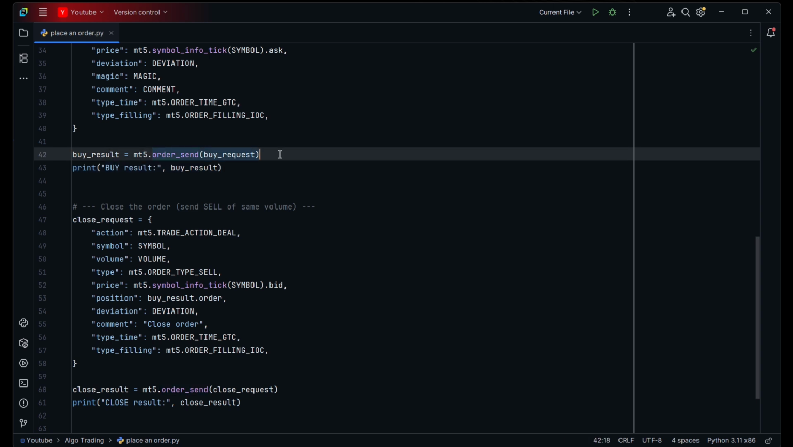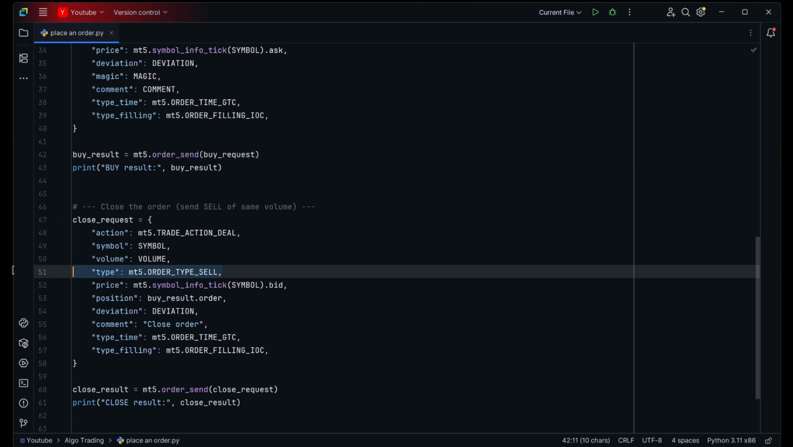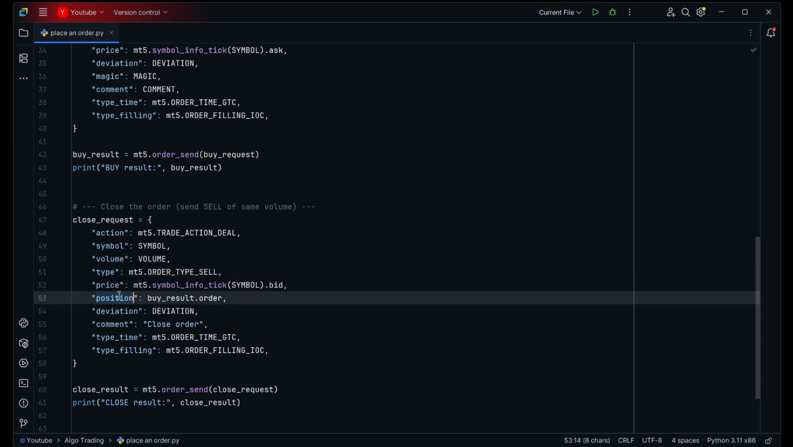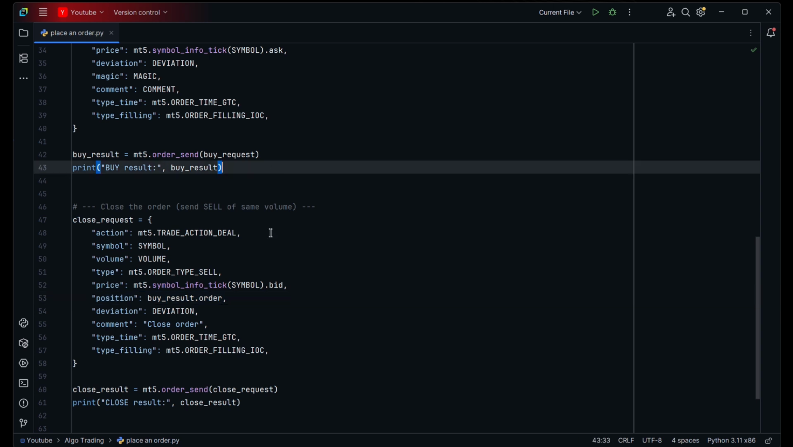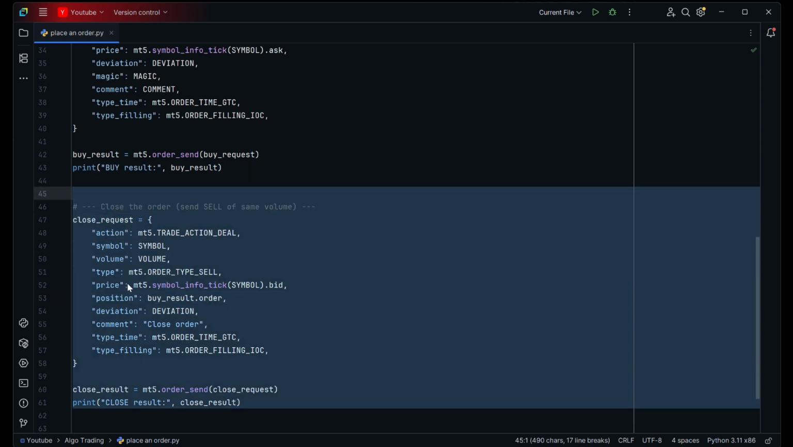So here I'm sending the order and I'm storing the results here in buy results. It will be useful when I close the order, because if you put just MT5 order type sell, it will open a short position, but you absolutely have to put position by result.order. Otherwise, it will just open a short position. So yeah, let me just show you this first.